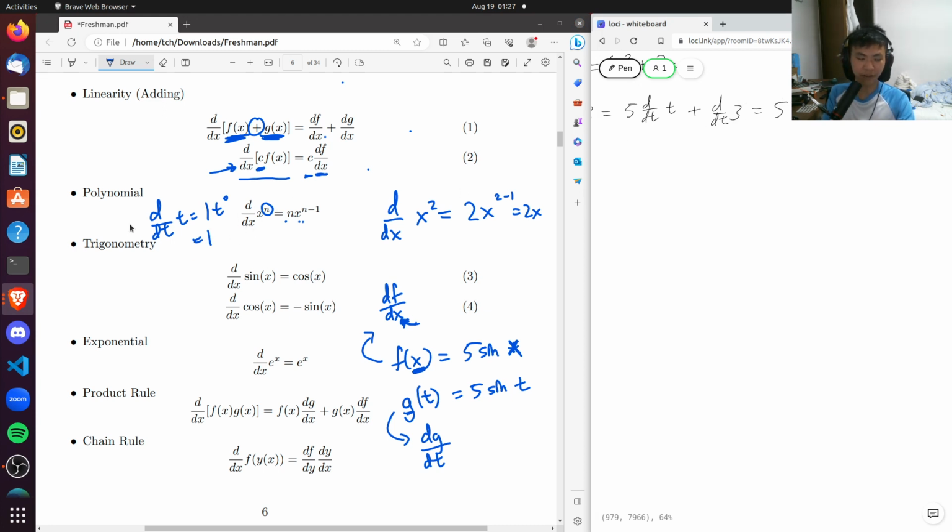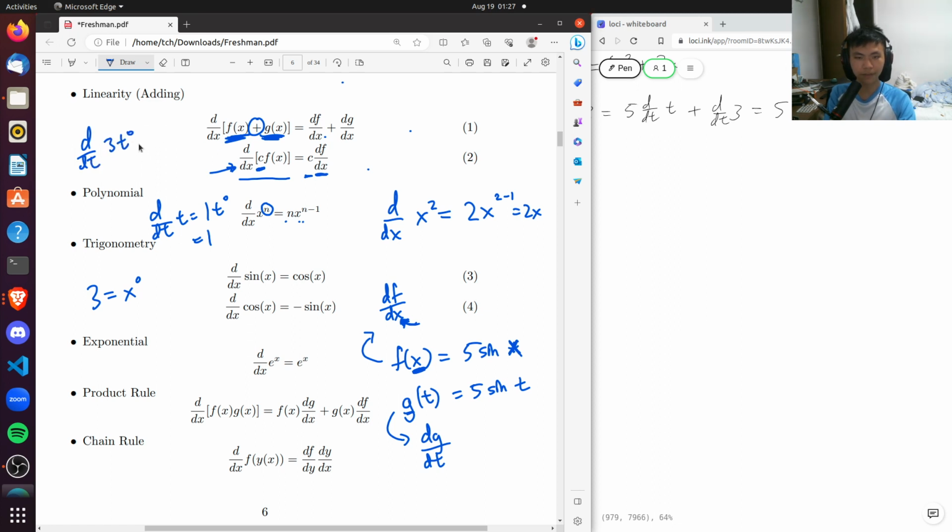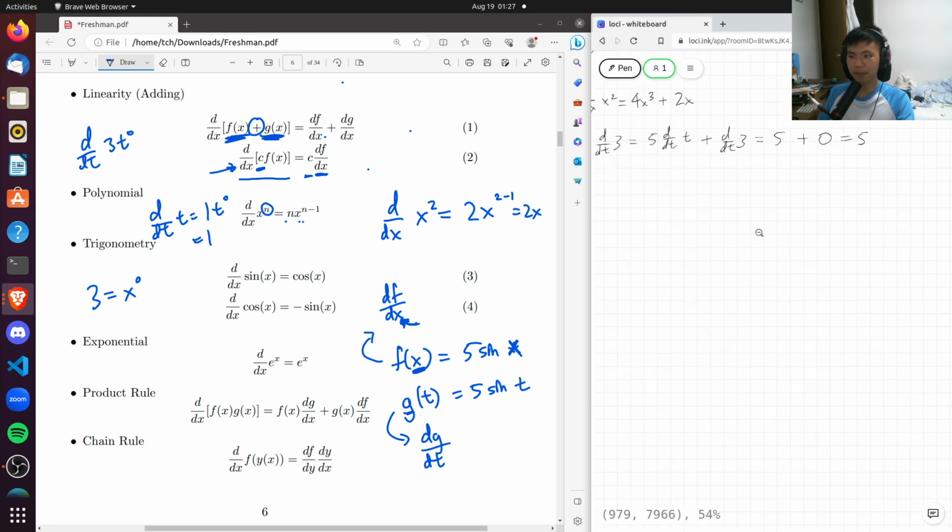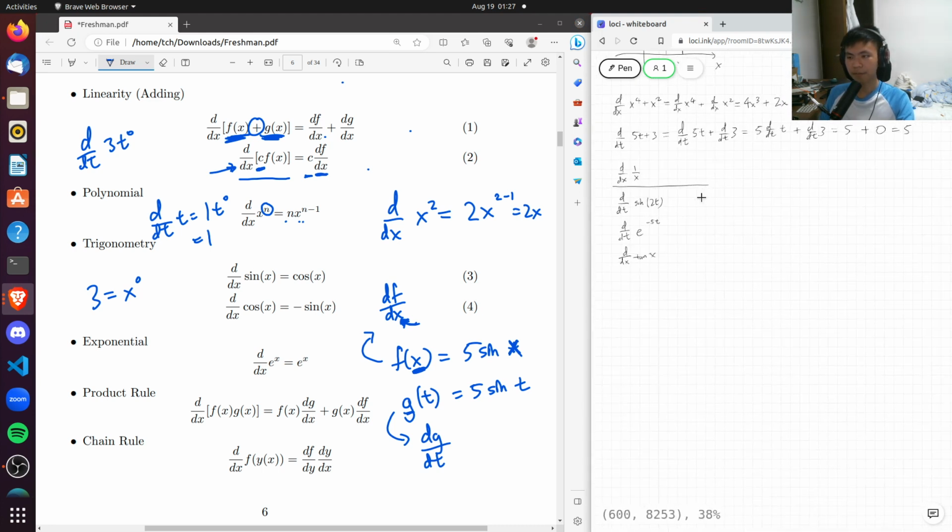3 is actually a polynomial. 3 is x to the 0, right? Or rather, 3 is t to the 0. So if we take d over dt of 3 t to the 0, 0 comes down, and 0 times anything is 0. So the derivative of a constant is 0. So the derivative of that function is just 5. Okay?